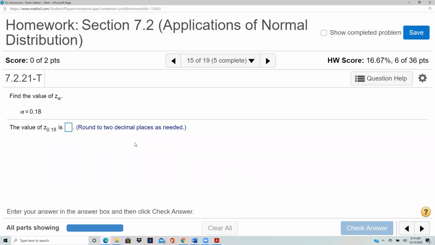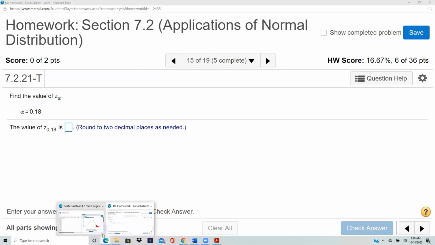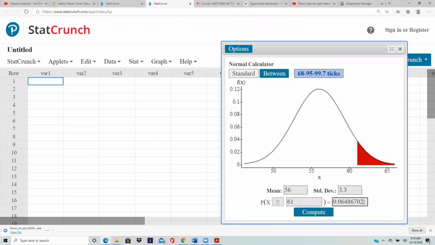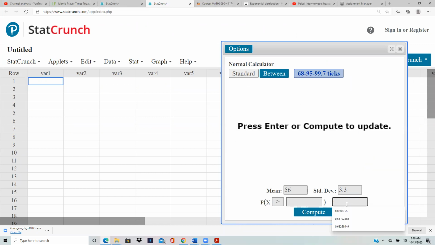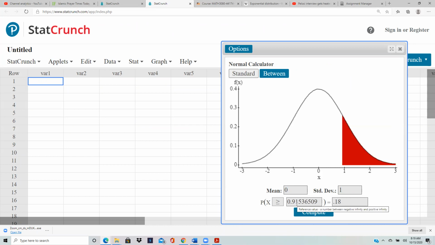Find Z alpha. So remember we talked about this before, that if they write Z alpha, then alpha means area to the right. So they're telling us area to the right is 0.18 because alpha is 0.18 and you have to find the Z. So area to the right is 0.18. So this is the area box. And when you're doing Z, then the mean is 0 and standard deviation is 1. And so the Z is 0.92.